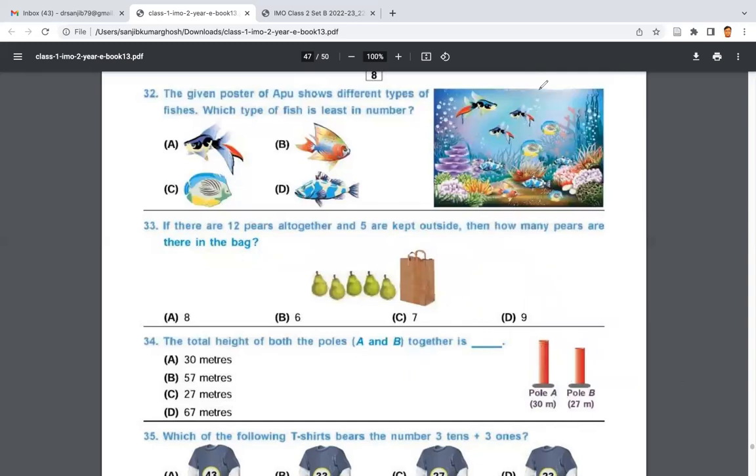Shivanshu, you look at number 32. How come D is the least, Beta? Because we have many fishes of this type. See, there is one, this one, then we have one, then two, then three. I said B, and D. Yes, B is the correct answer. Excellent, Beta. Okay, now number 34, Beta.